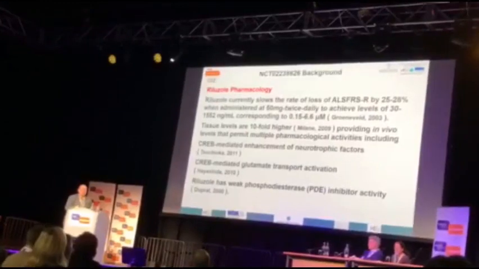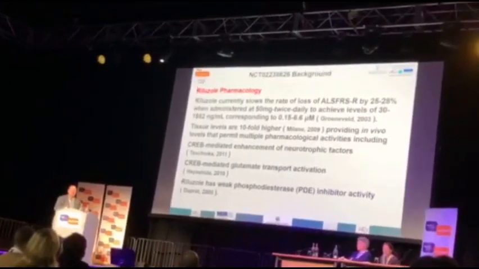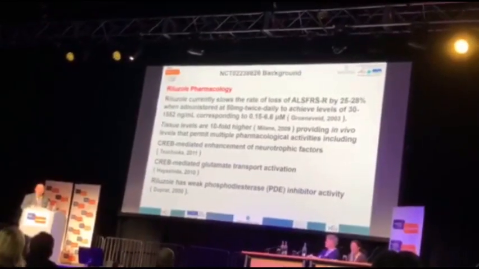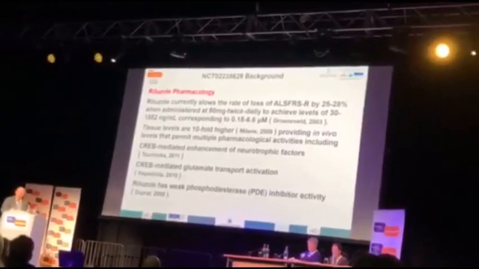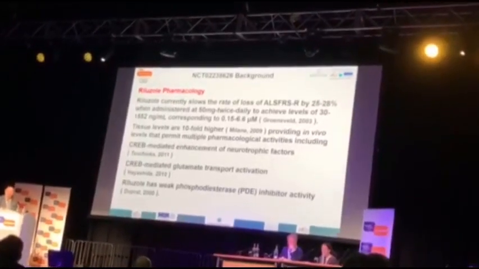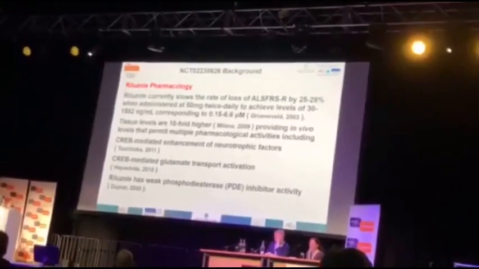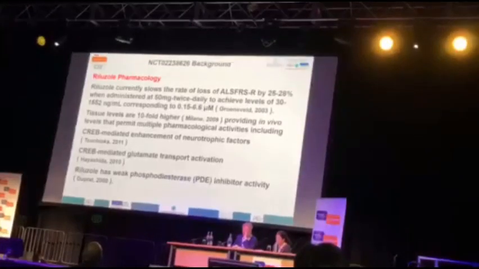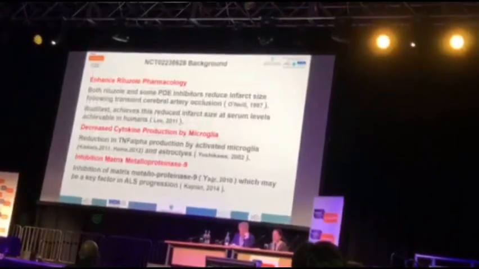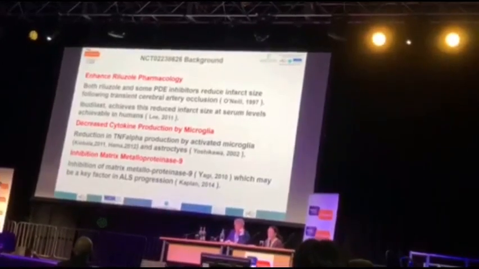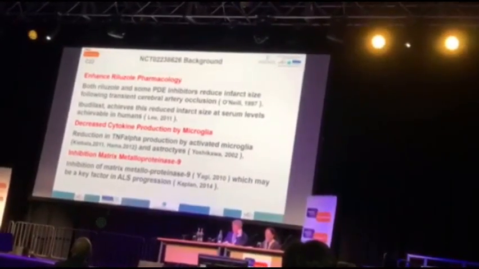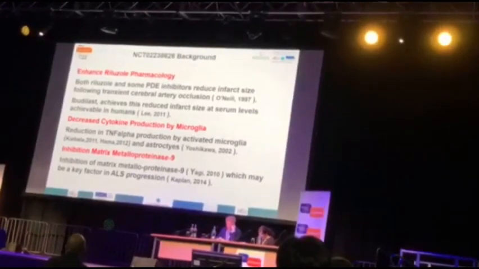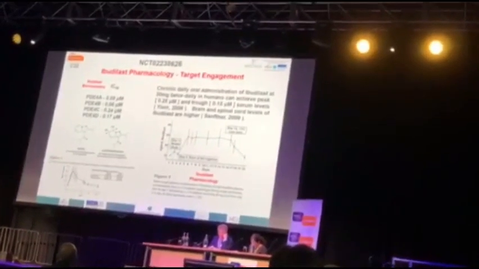What about the pharmacology? Riluzole currently slows the rate of loss of ALS-FRS-R by 25 to 28%, and we want to see if we can enhance that. Riluzole pharmacologies, there are multiple ones. There's the effect on glutamate release, there's a glutamate transporter activation. Riluzole has weak phosphodiesterase activity, which is similar to what we're looking at with ibudilast. We want to see if we can enhance the riluzole pharmacology. We want to decrease cytokine production by microglia, and there's also an effect on metalloproteinase as well.